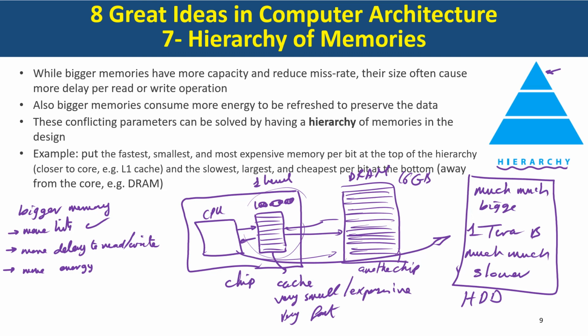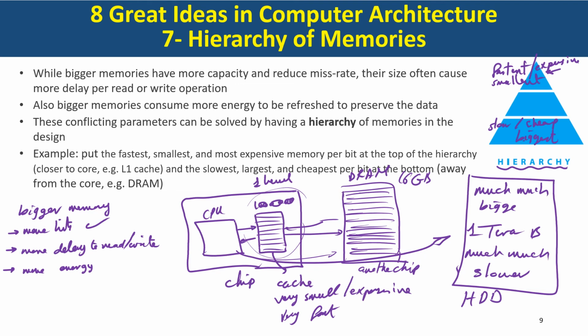So that level here is the fastest, but the most expensive, and the smallest as well. So small, expensive, but very fast. The level here, the HDD, for example, is very slow, but cheap to implement, and the biggest. That's the levels of memory.